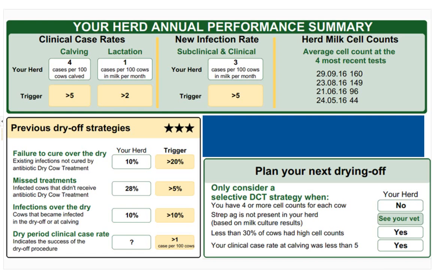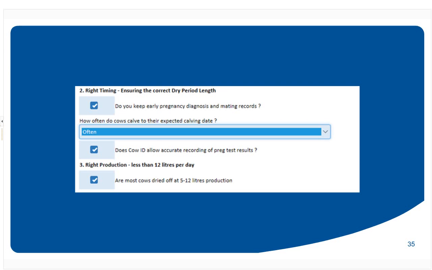So moving on to the second question, we look at the right timing. So looking at pregnancy diagnosis and mating records, and then a question, I suppose, to get the conversation started: how often do cows calve to their expected calving date? So whether it's often, mostly, or rarely, and that can certainly stimulate discussion around risk of antibiotic residues and things like that. And also drive production, as we talked about.